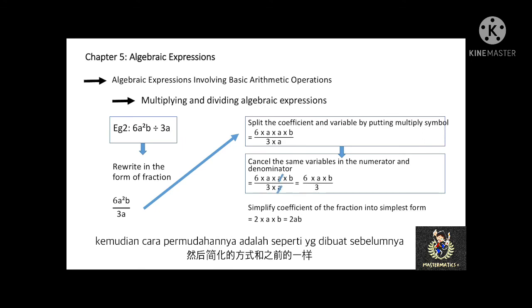In this case, we will cancel 1a in the numerator and 1a on the denominator. After cancel the a, we will have 6 times a times b over 3. And finally, we can simplify the coefficient of the fraction into the simplest form. 6 divided by 3 equal to 2, and then multiply with a and b equal to 2ab.